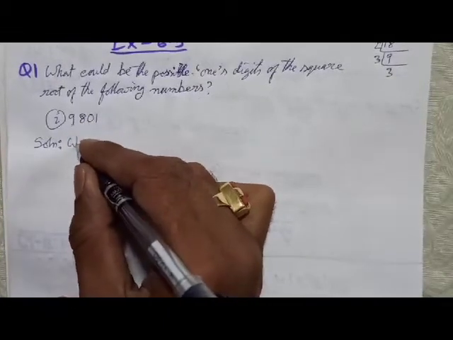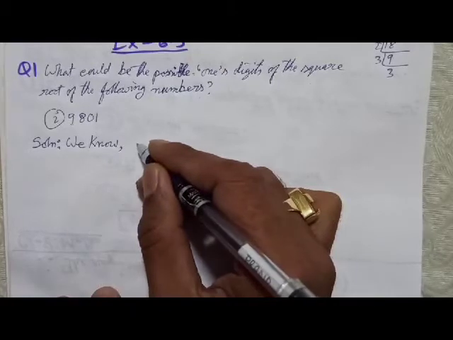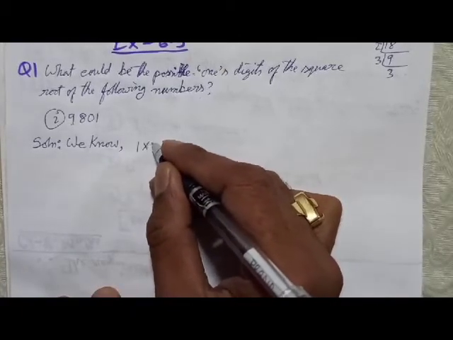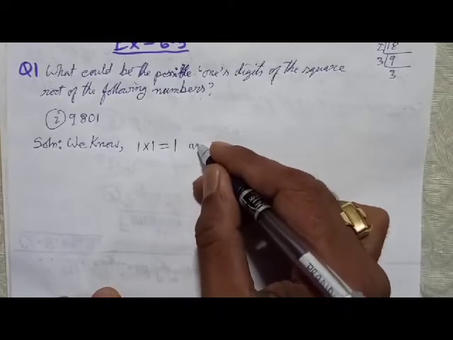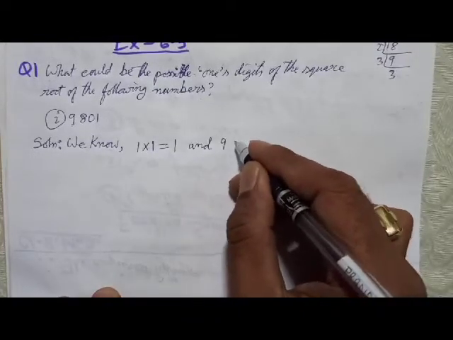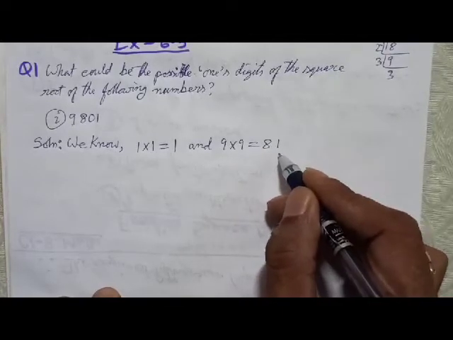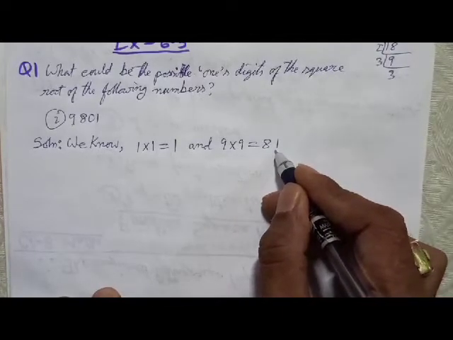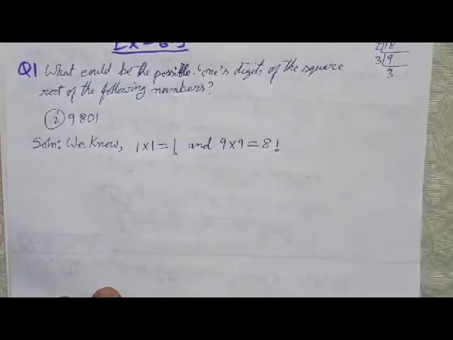We know if 1 is multiplied by 1, we will get 1. And if 9 is multiplied by 9, there is 81. Here we see that here one's place digit is 1, here one's place digit is also 1.